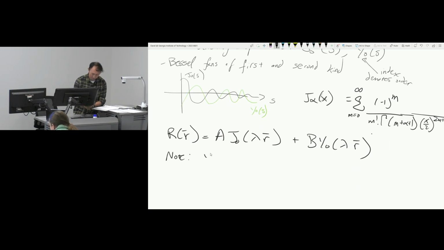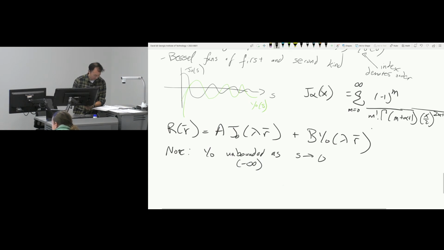Note, Y naught is unbounded as S goes to 0, sorry. So if I had to draw this green thing really accurately, it would basically go down, because it goes to negative infinity.